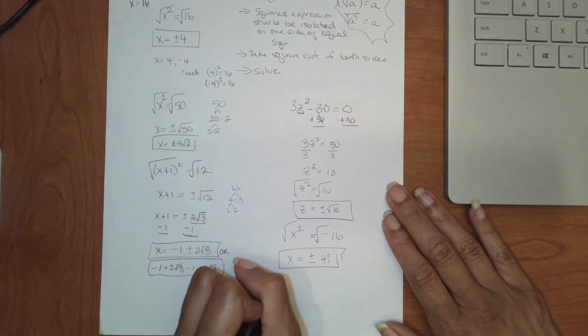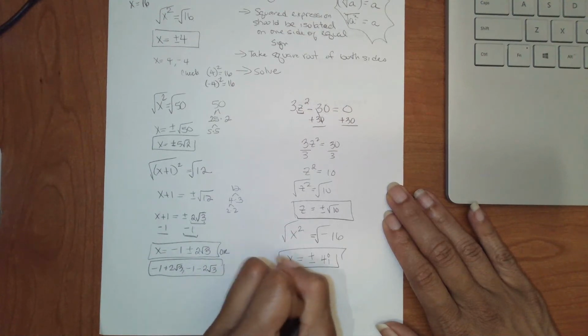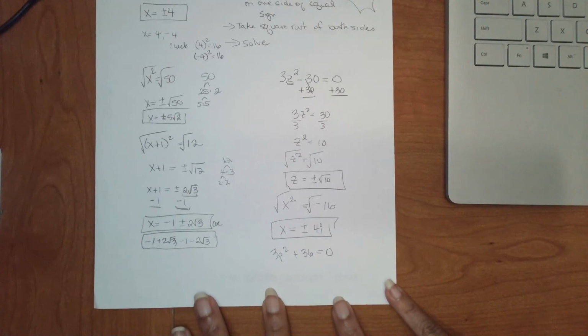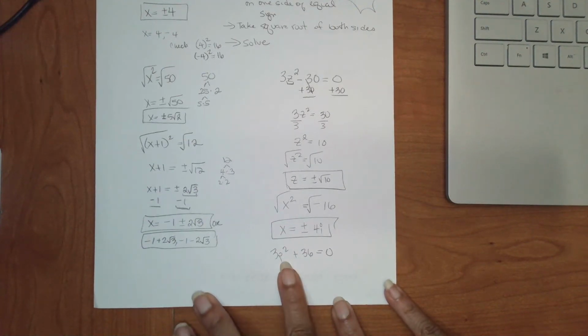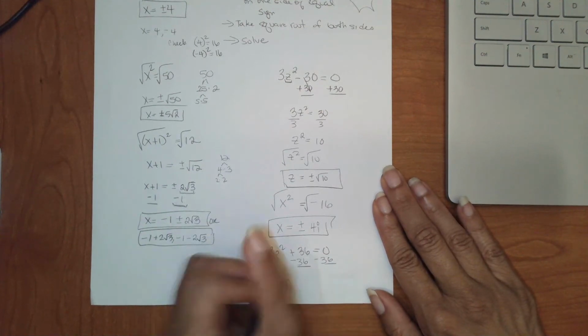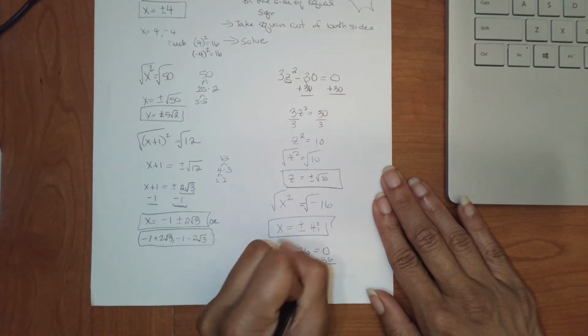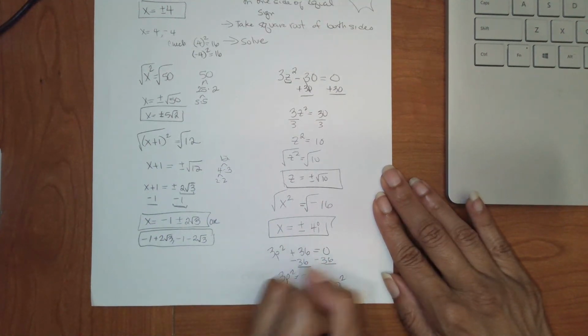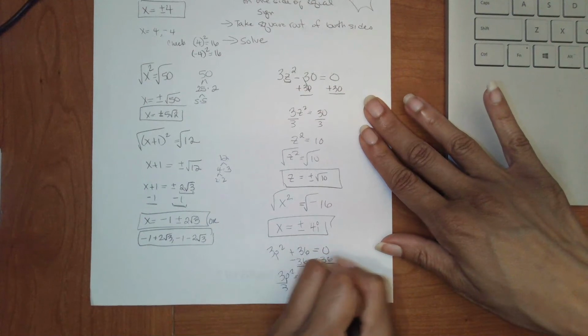All right, let's look at this one: 3p squared plus 36 equals 0. The first thing is we're trying to get the p squared isolated because that's the squared expression. So we would subtract 36 on both sides, so 3p squared equals negative 36. Divide both sides by 3, so p squared equals negative 12.